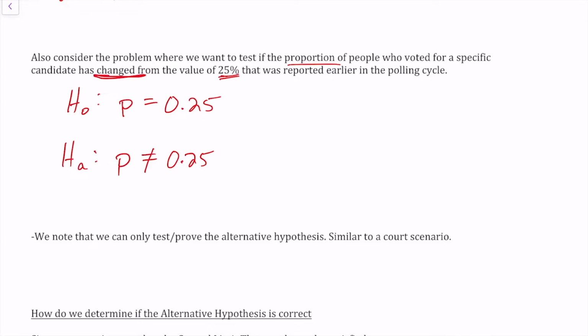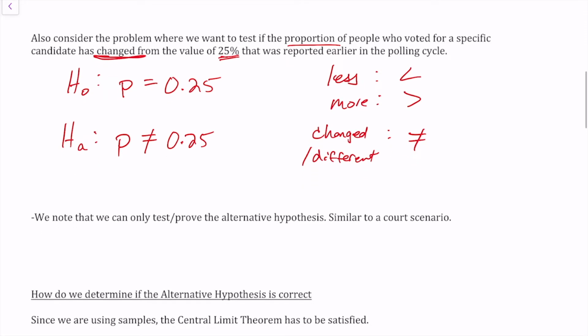All right. So once again, guys, really quickly, if they talk about less than, obviously that's going to correspond to less than. More than obviously means a greater than. If it says anything like changed or different, okay, those are your keywords that you're dealing with a not equal to case for your alternative hypothesis. But the null hypothesis will always be an equal to. All right, just a few quick little tidbits here.